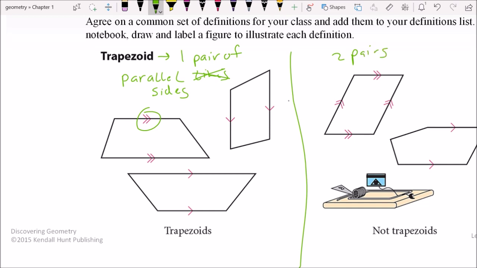This one down here on the bottom right actually has five sides. 1, 2, 3, 4, 5. So trapezoids only have 4. And then, that's silly. That's a mousetrap. So no, that's not it.